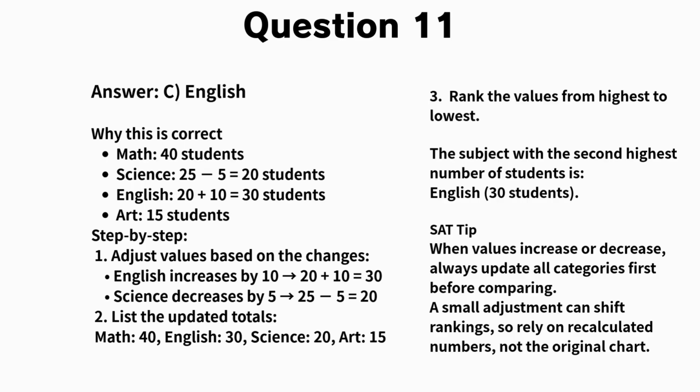Let's list the updated totals. Math has 40 students, English has 30 students, Science has 20 students, and art has 15 students. Now we rank them from highest to lowest. First place, Math with 40 students. Second place, English with 30 students.